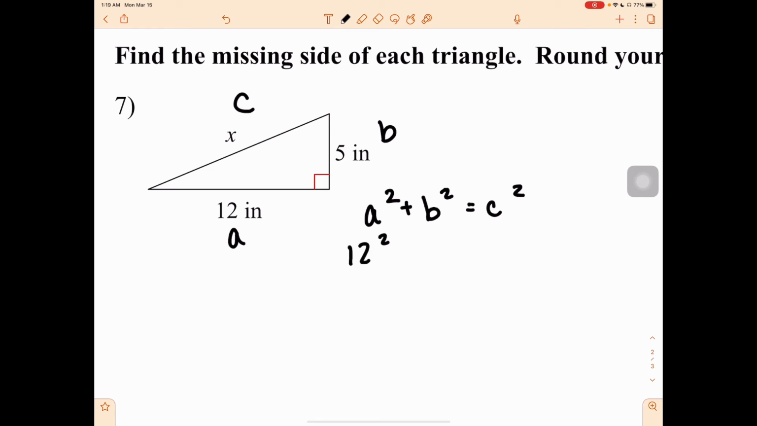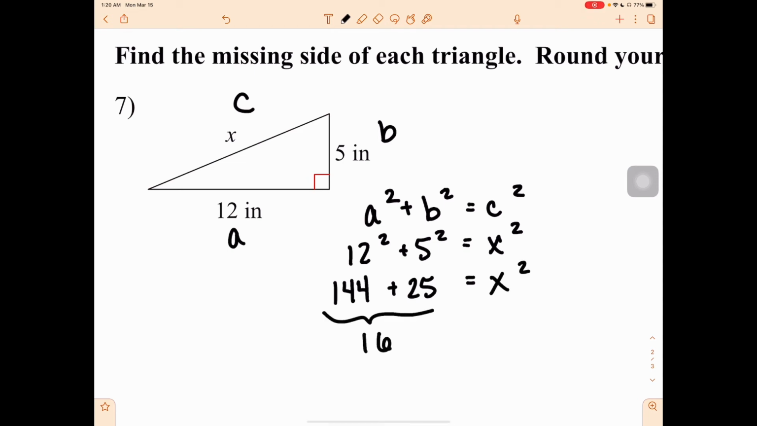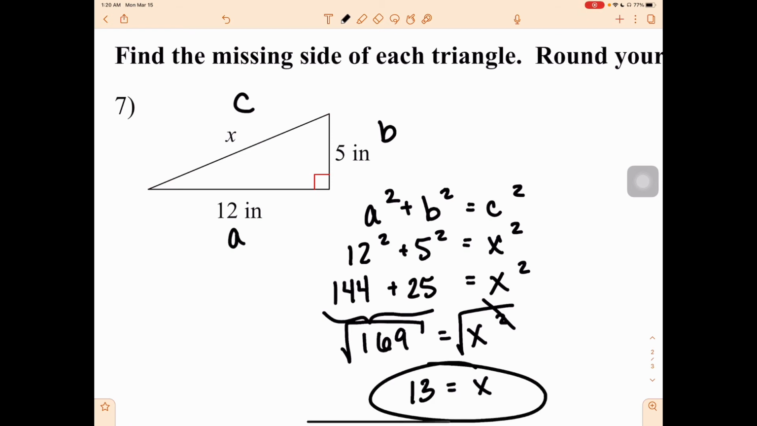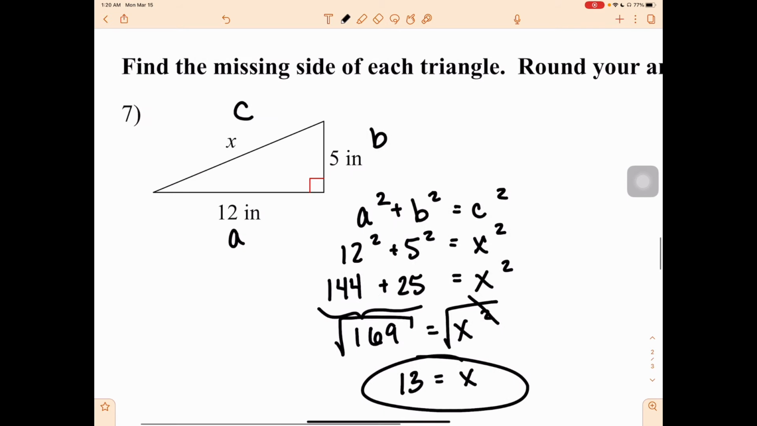So 12 squared plus 5 squared equals x squared. All right, c is always the hypotenuse. 12 squared is 144. 5 squared is 25. 144 plus 25 is 169. Now we have to take the square root of x squared to get the x by itself, so I have to also take the square root of the left side. The square root of 169 is 13. So there's our answer.